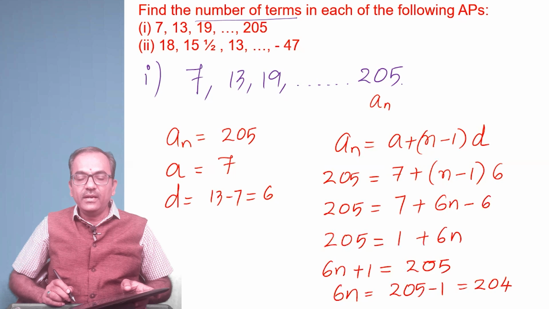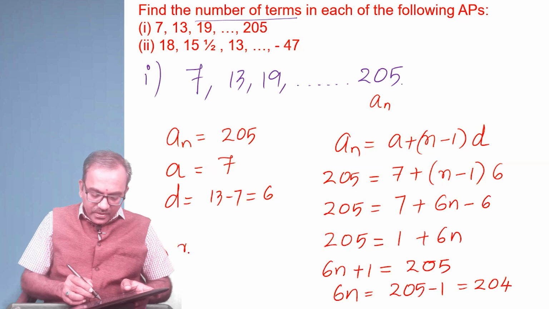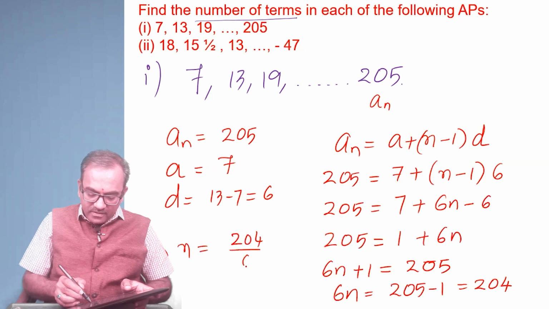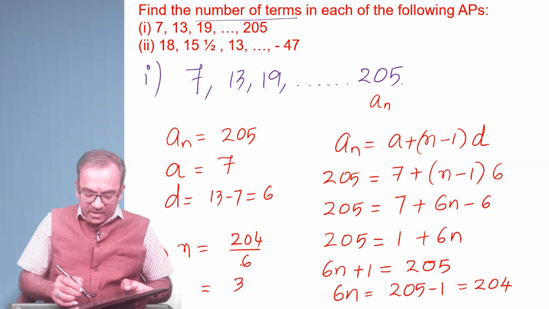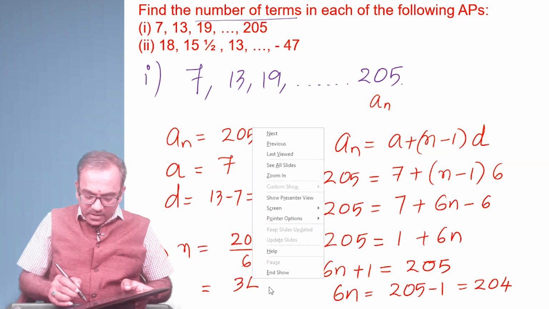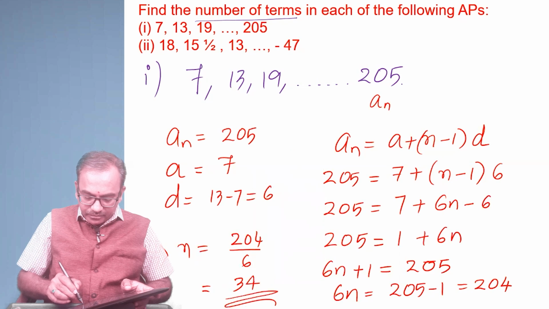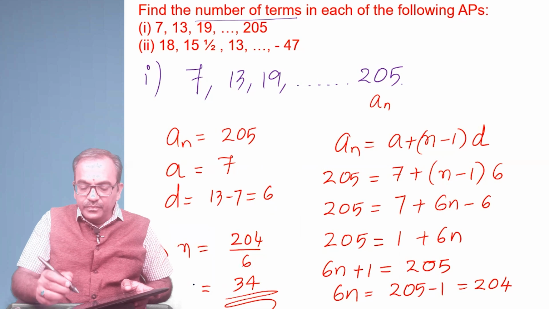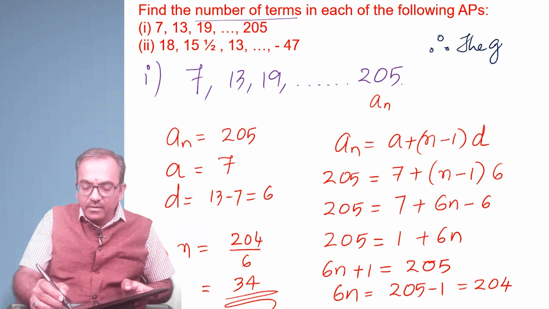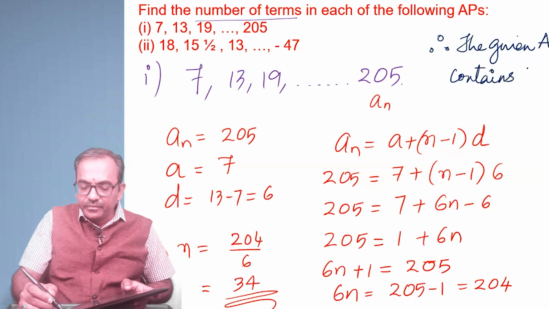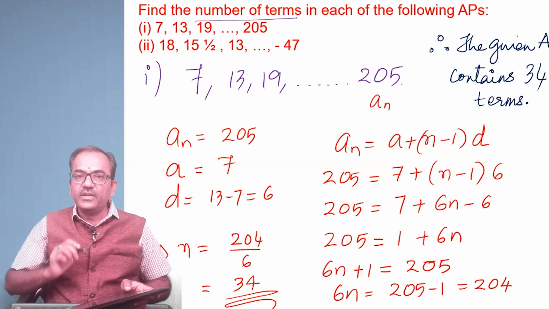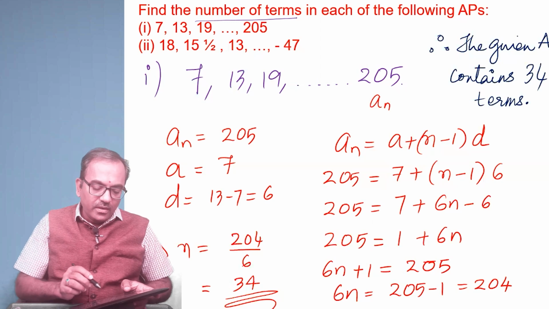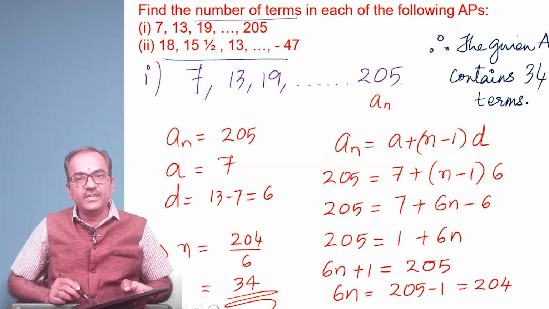We need to determine the value of n. Therefore, I just write it here. n is equal to 204 by 6, which is 34, since 6 fours are 24. So there are 34 terms and you need to write that. Therefore, the given AP contains 34 terms. This will complete the question, isn't it, children? Okay, now let's move on to the second problem of this question.